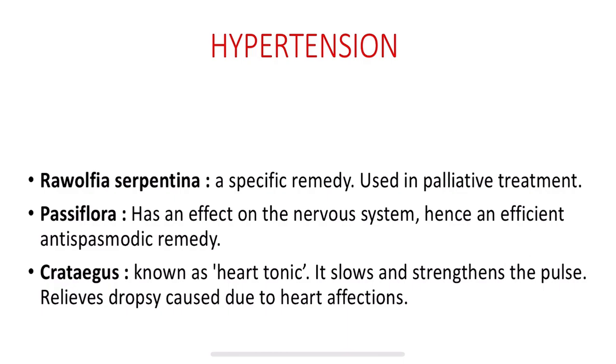Crataegus is used as a heart tonic, like we read previously. It slows down and also strengthens the pulse. So in hypertension, the pulse is going to be very high, and this Crataegus is going to slow down the pulse. It relieves the dropsy, that is, accumulation of fluid in the body. There is swelling, edema, because of the heart affection. It is going to reduce.